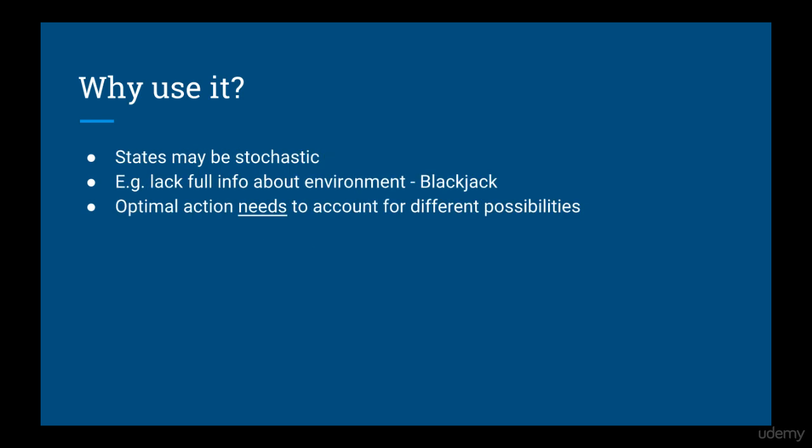In addition, we should keep in mind that states themselves can be stochastic. One of the sources of this randomness is that the state does not give you the full information about the environment. For example, in blackjack, you don't know the dealer's next card, so the optimal action needs to be probabilistic to account for different possibilities.